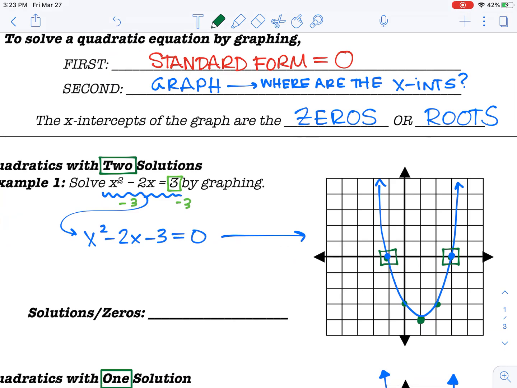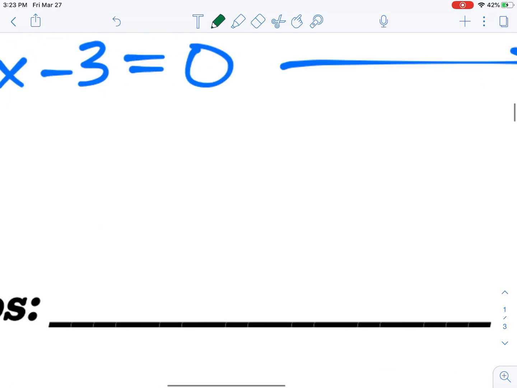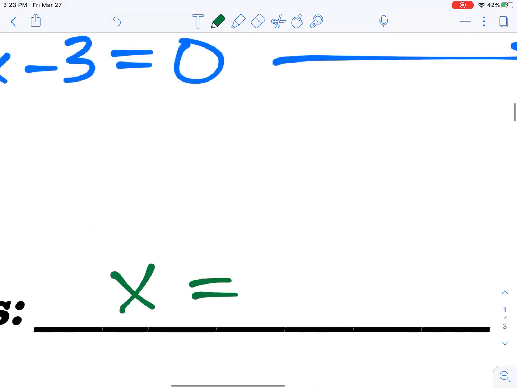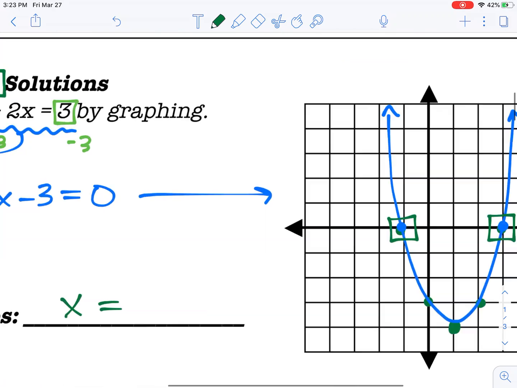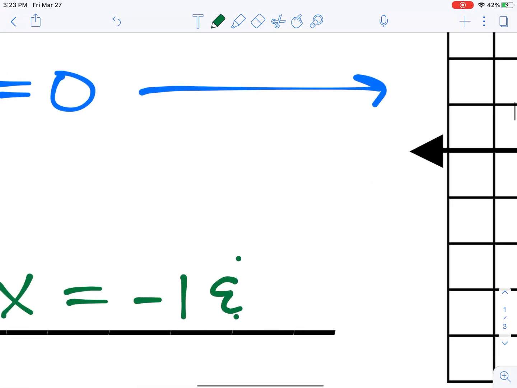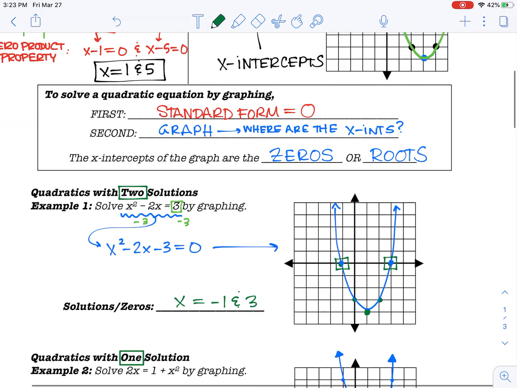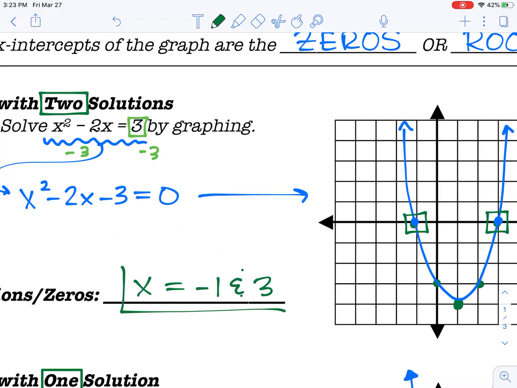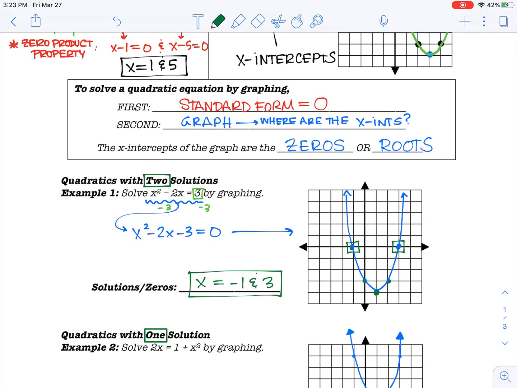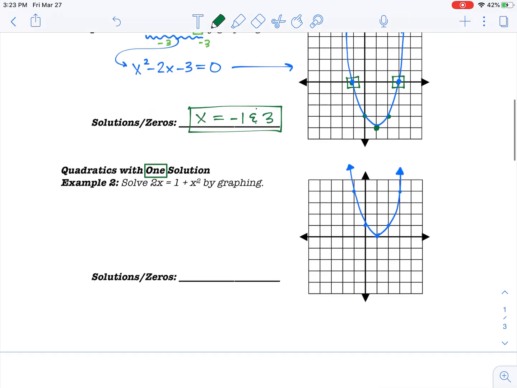All right. So if we look at the x values where those cross, or our roots or our zeros, we would say the answer to this graph, or the solution to this quadratic, is at -1 and at 3. And it's as easy as that. So if you're given a graph and you're asked to determine the solutions, you're just looking to where the graph crosses the x-axis.